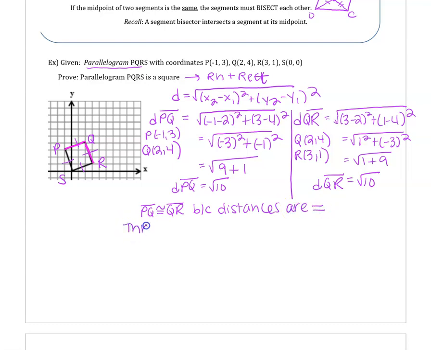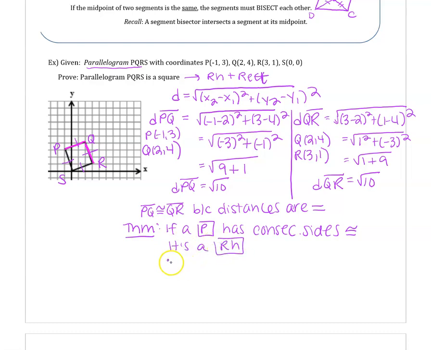And then I'm going to state a little theorem here. My theorem will be, if a parallelogram has consecutive sides congruent, it's a rhombus, therefore PQRS is a rhombus. Okay, so we're halfway there. So now I have to prove that I have a square. So in order to prove it's a square, I'm going to show that I have a right angle.